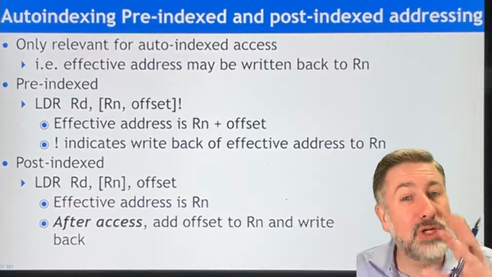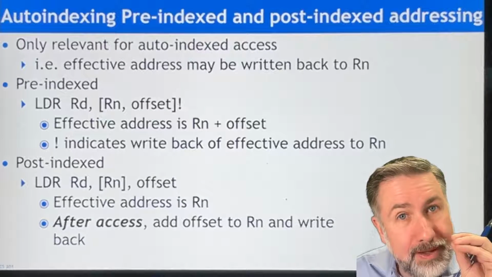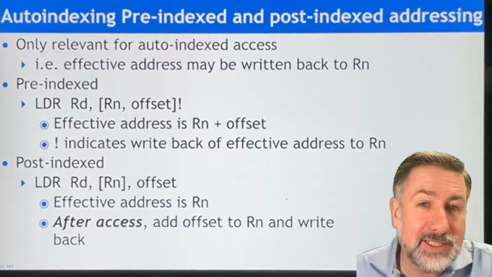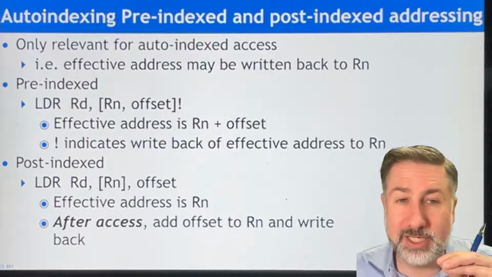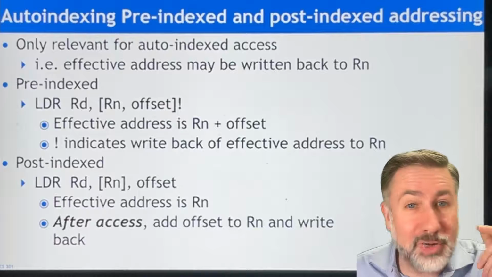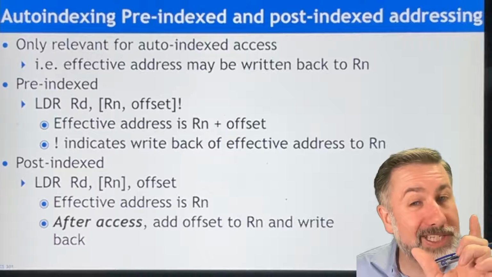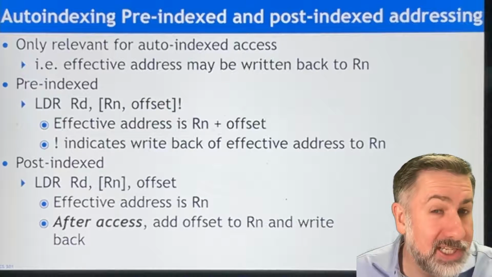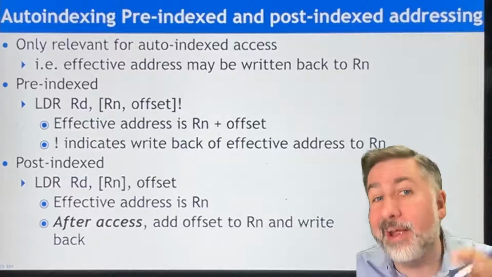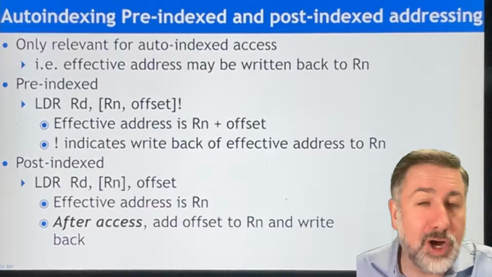Auto-indexing. This is where you are modifying the value of the pointer as you go. We call this auto-indexing. And there are 2 options, auto-indexing pre-indexed and auto-indexing post-indexed. Auto-indexing pre-indexed means we're going to offset the pointer by some new value and then use it. Auto-indexing post-indexed means we're going to use the pointer and then we're going to modify it by some value. And these are only relevant for auto-indexed access.